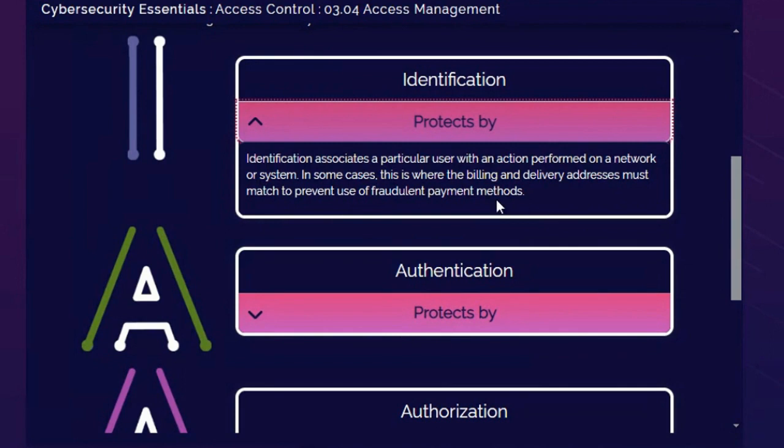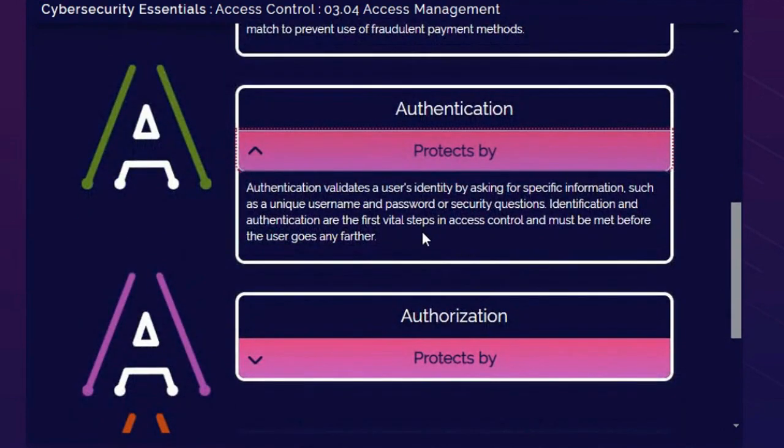All right, authentication validates a user's identity by asking for specific information like a unique username or password, that's most common, or security questions. You know, sometimes if you forget your password, you got to answer these security questions that you set ahead of time. Identification and authentication are the first vital steps in access control and must be met before the user goes any further. If you don't have a username and password, that's as far as you get on the site.